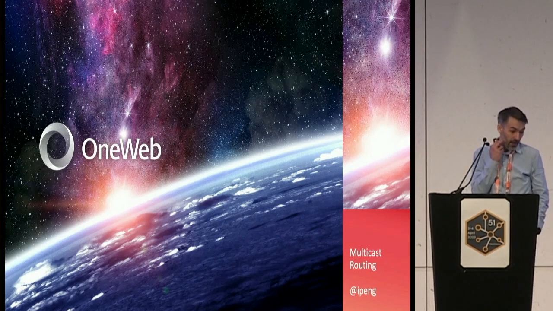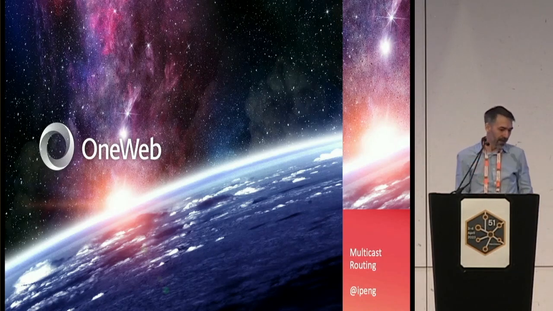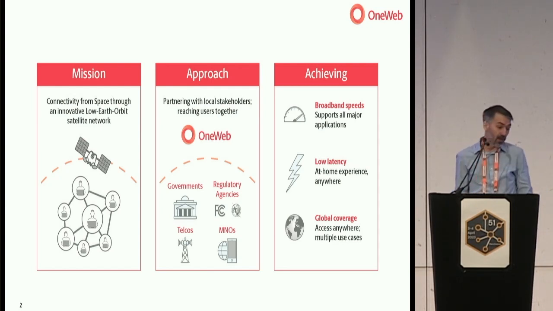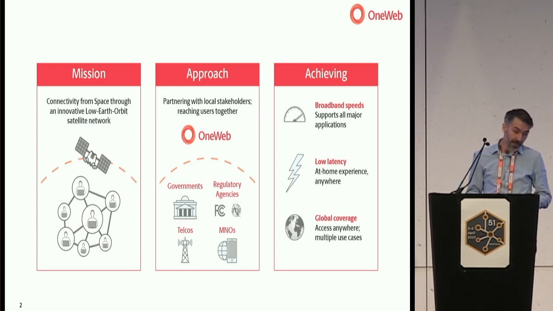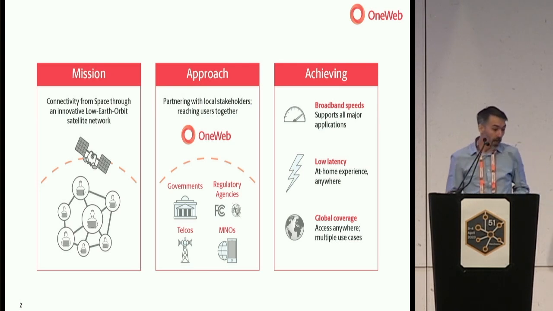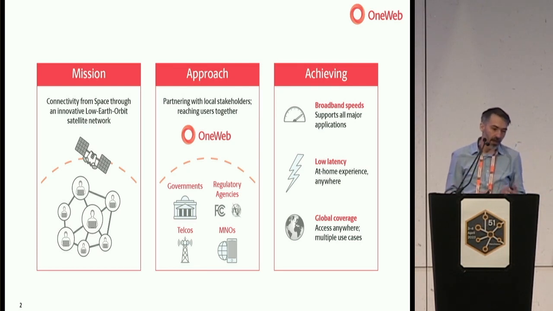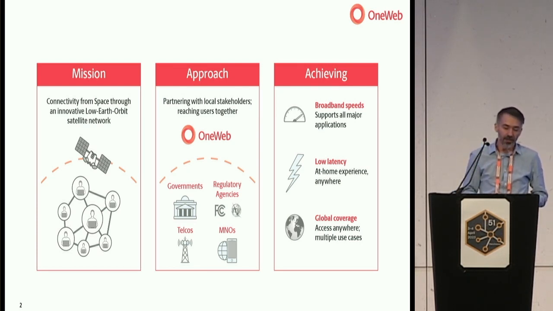So, like the slide says, we'll discuss multicast routing, which is a fun topic in any network. About OneWeb, for those that are not familiar with us, we are a telecommunication company. We aim to provide connectivity via our constellation of satellites. We partner with various people and organizations, governments, telecommunication companies, and we are trying to connect as many people as possible.